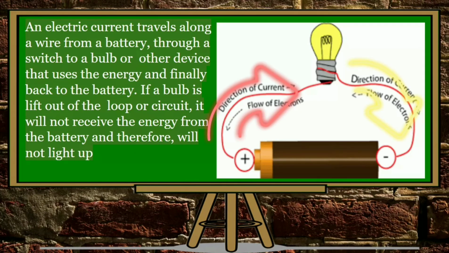An electric current travels along a wire from a battery through a switch to a bulb or other device that uses the energy and finally back to the battery. If a bulb is lifted out of the loop or circuit, it will not receive the energy from the battery and therefore will not light up.